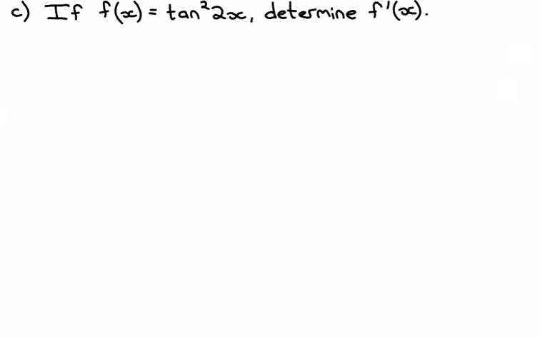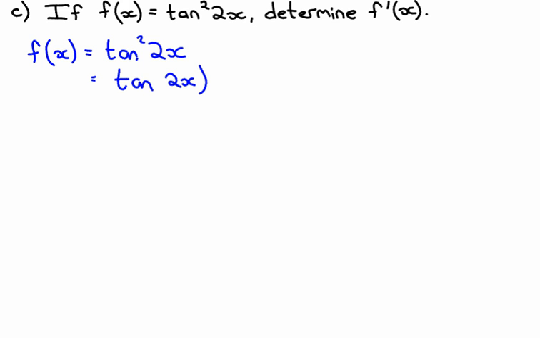Alright, here's another one. Again, I'm mixing up different notations here, so make sure you get the correct notation when you're working with derivatives. So we've been told that f of x is equal to tan squared 2x. And again, we've got the chain rule happening here. But instead of just two functions, we're actually dealing with three. Because I can rewrite this f of x as tan 2x all squared.